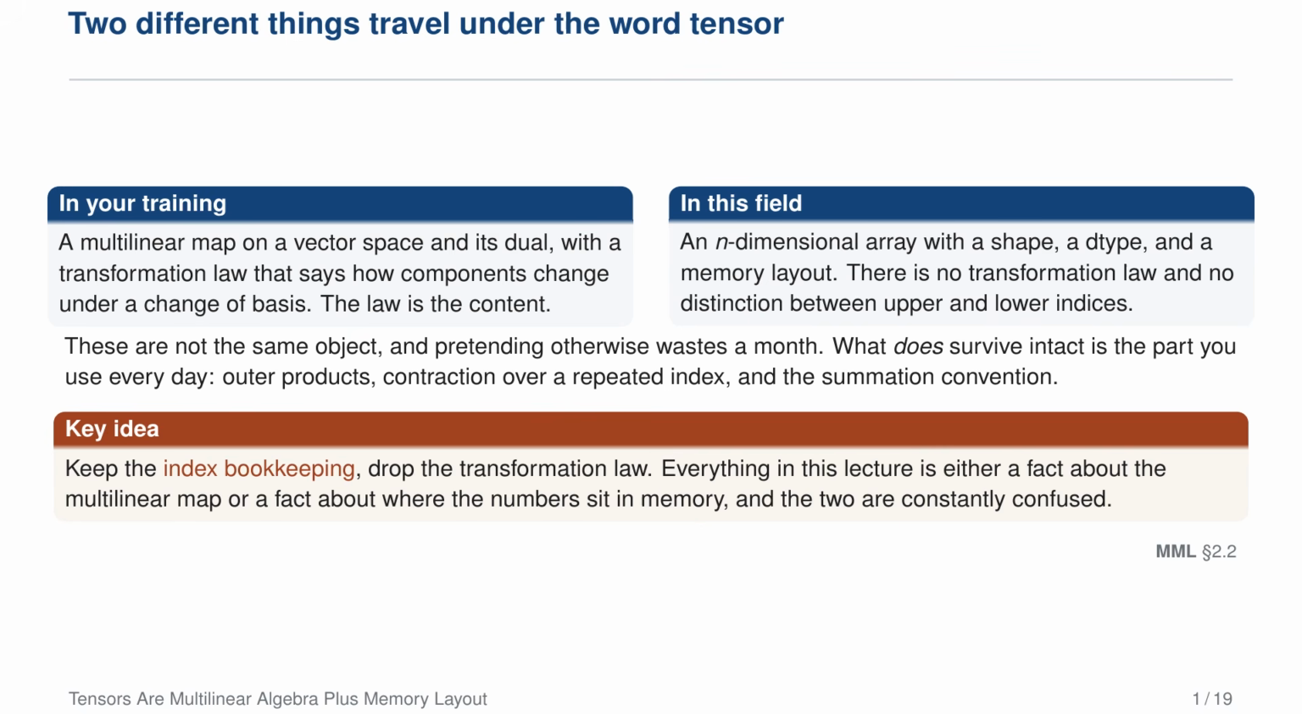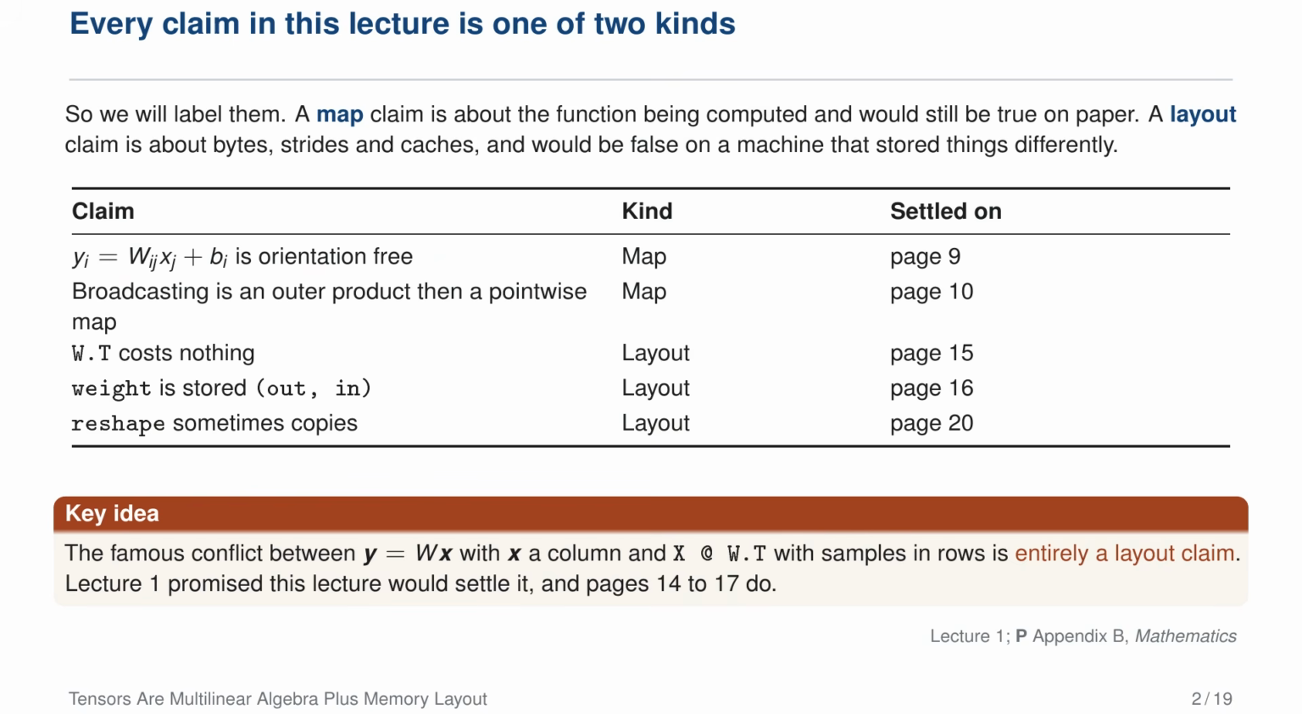What does survive intact is the part you actually use every day. Outer products, contraction over a repeated index, the summation convention. So keep the index bookkeeping and drop the transformation law. Everything in this lecture is either a fact about the multilinear map or a fact about where the numbers sit in memory, and those two get confused constantly. Because they get confused, we are going to label them.